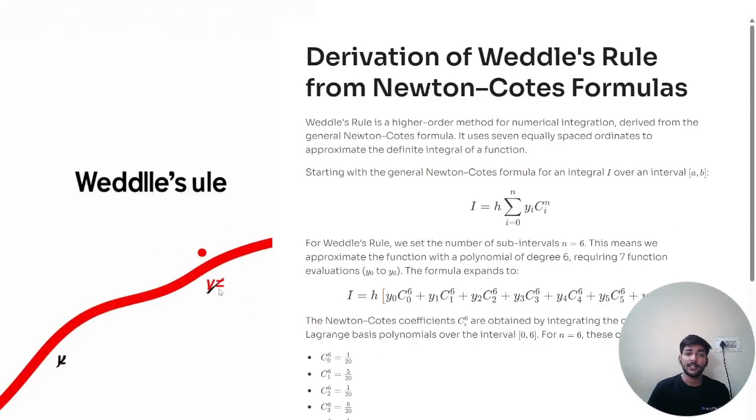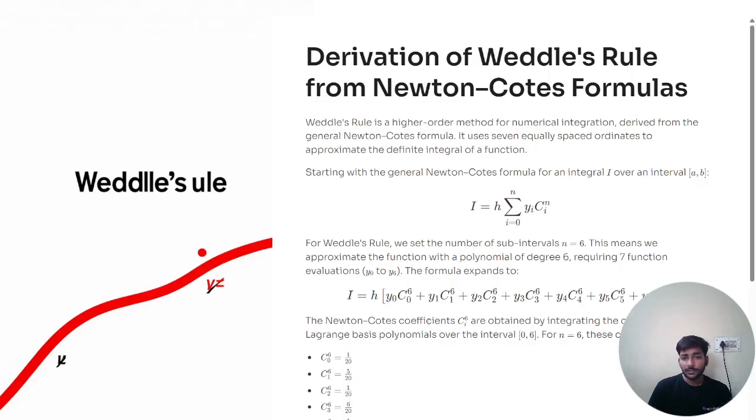Now let's see the Weddle's rule. When we put the value n is equal to 6 into the Newton's Cotes formula, then we get the Weddle's rule.